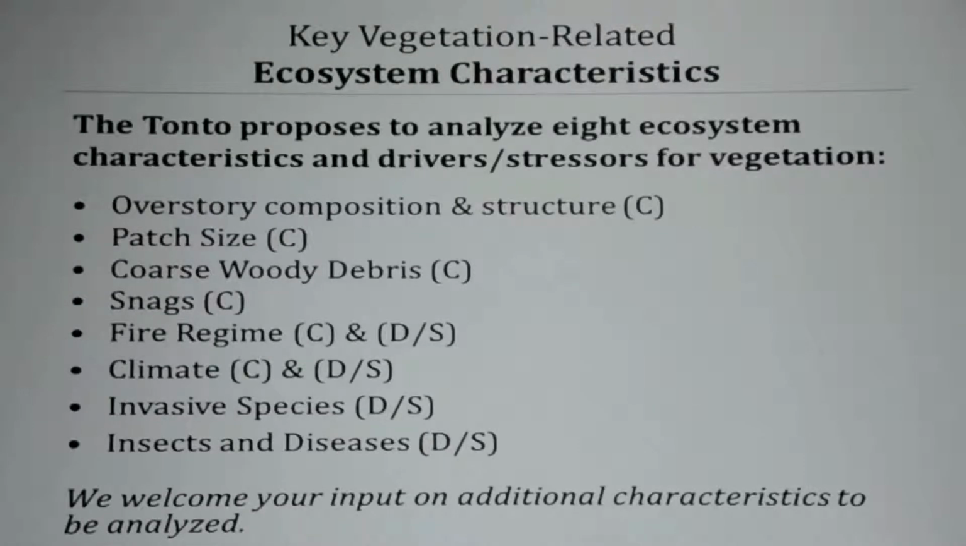Things we're going to look at that we need to measure or estimate anyway: overstory composition and structure, patch size, coarse woody debris, snags, fire regimes, climate. Now, if you look there and you see the C's, that means those are characteristics. Well, we also have the stressors. And climate can be both characteristic or a stressor, as is the invasive species and insects and diseases. And this is where, hopefully, the public will help us out.